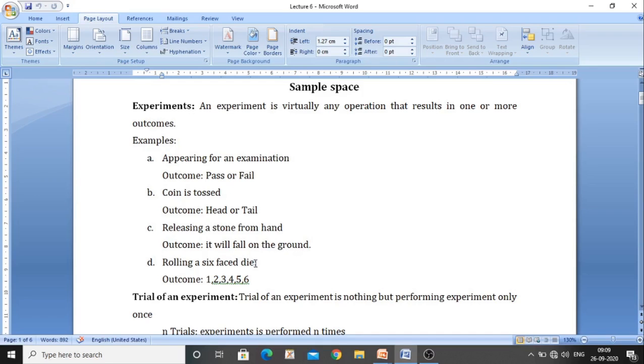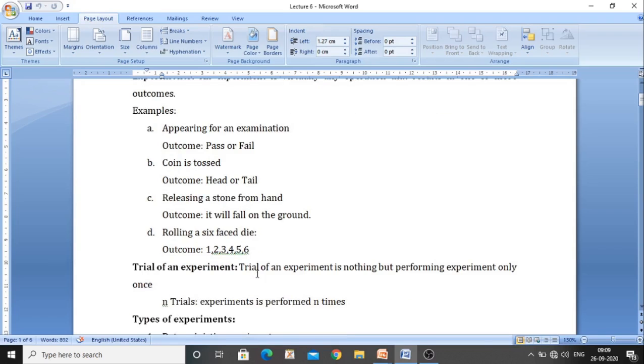Rolling a 6-faced die. All of you know, when you play snake and ladder or the like, you have a die and it has 6 faces. The dots are there on the faces. So the outcomes are either 1 will come or 2 or 3 or 4 or 5 or 6. So that is the outcomes. All of these are called an experiment.